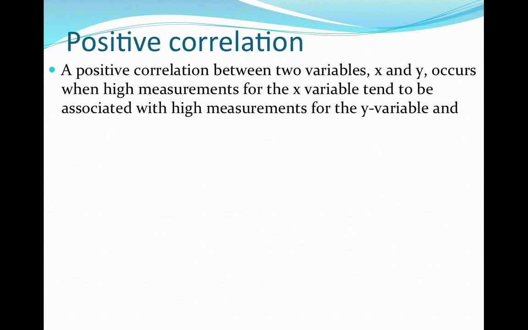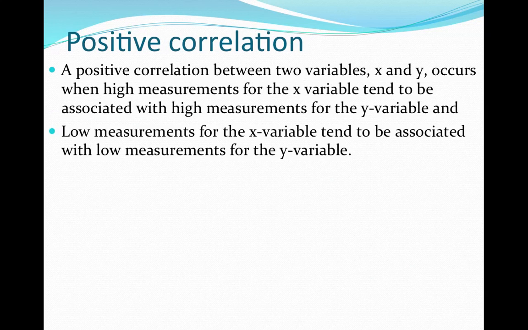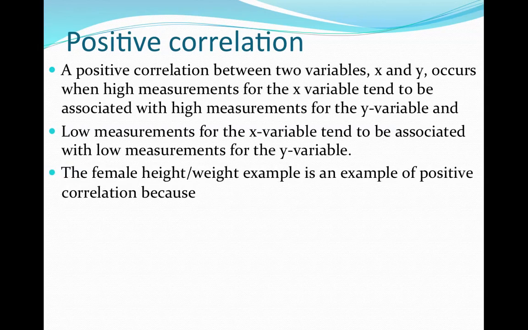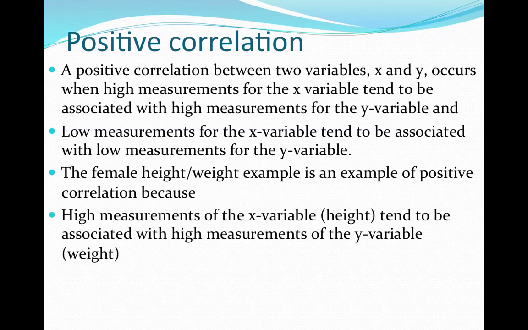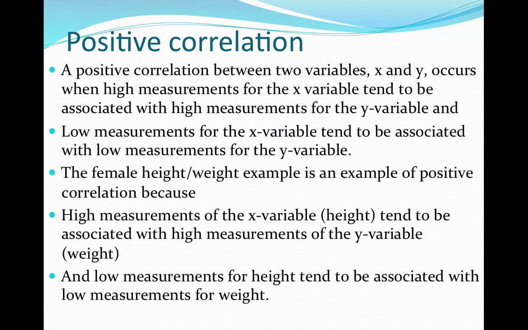A positive correlation between two variables x and y occurs when high measurements for the x variable are associated with high measurements for the y variable, and low measurements for the x variable are associated with low measurements for the y variable. The female height-weight example is an example of positive correlation because high measures of the x variable are associated with high measures for the y variable, and low measures for height are associated with low measures for weight.